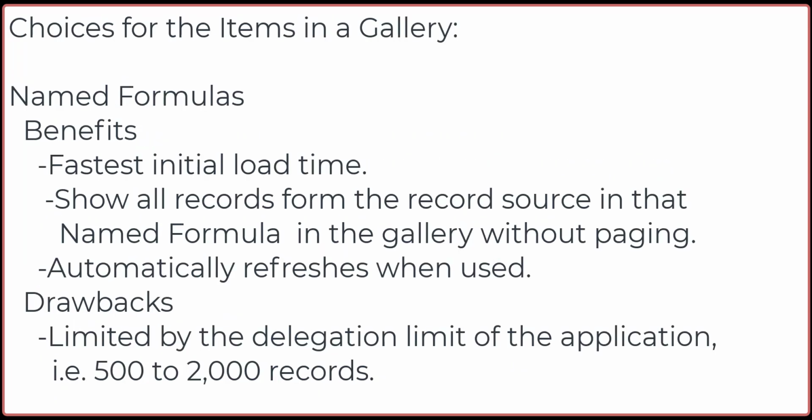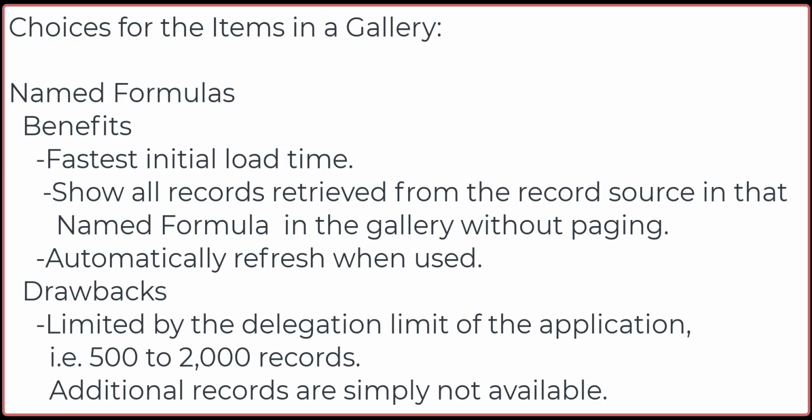The second choice, named formulas. The benefits of using named formulas are they have the fastest initial load time of the choices we looked at. They show all of the records retrieved from the record source into that named formula in the gallery without having to page. And they automatically refresh when they are used. Each time you invoke that named formula, it refreshes itself from the underlying data source automatically.